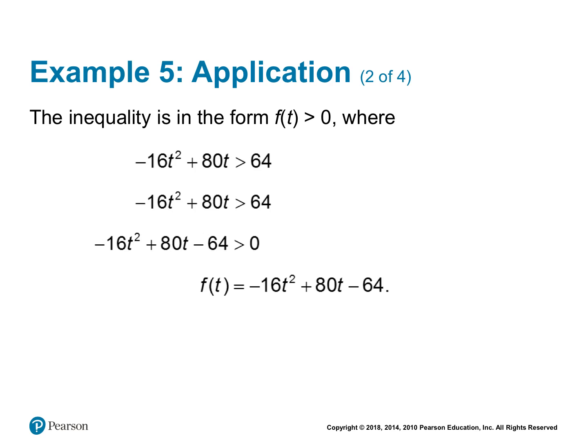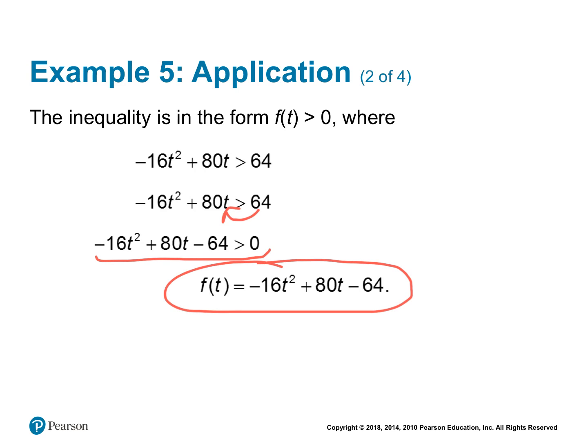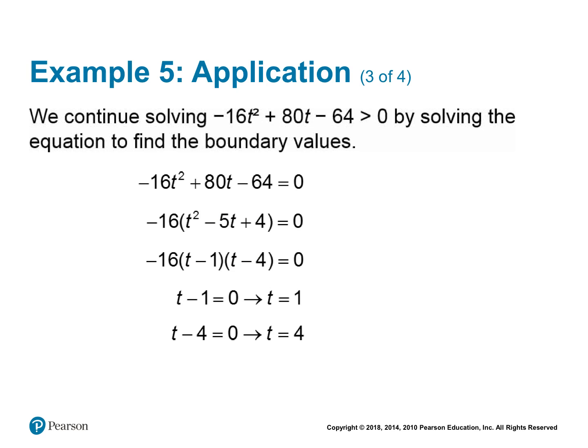And we finish solving this. We're going to move this 64 over by subtracting it. You end up getting this. So here's our new formula we're going to work with. Okay, and this is factorable. So if you pull the -16 out, you end up with t minus 1 and t minus 4. Set those equal to 0, and you get one boundary point is t equals 1. The other boundary point is t equals 4.